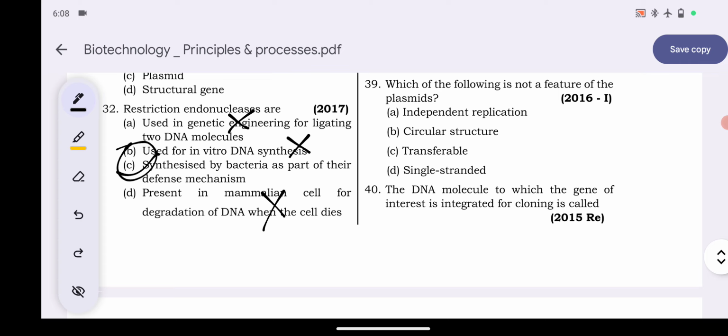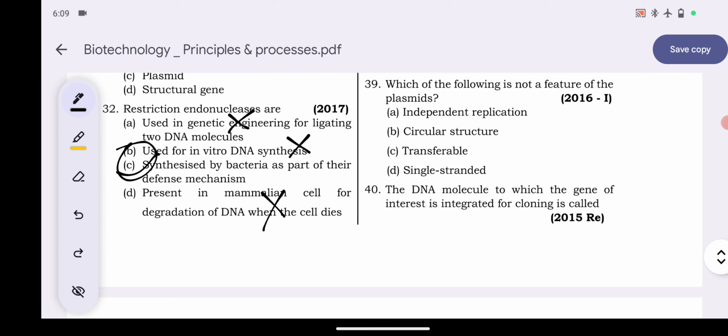Synthesized by bacteria as a part of their defense mechanism. Explanation: restriction endonuclease recognizes and cleaves foreign DNA in the bacterial cell, killing invading organisms. DNA polymerization enzymes, polymerase 3 and Taq polymerase, add deoxyribonucleotides to the primer in the 5' to 3' direction. EcoRI is an E. coli restriction enzyme that digests DNA at a particular site.